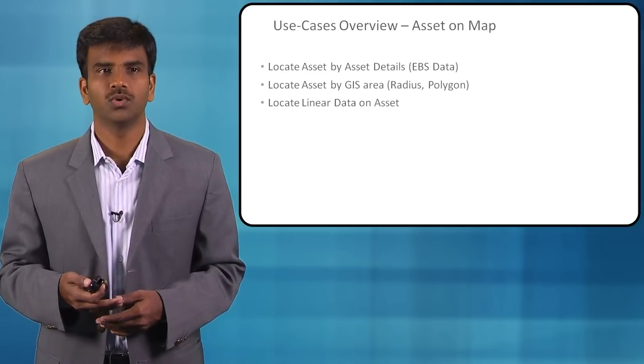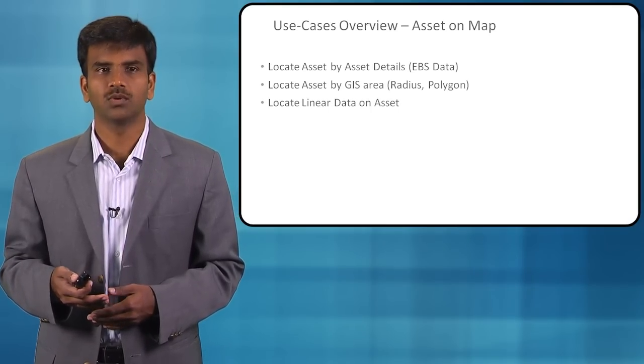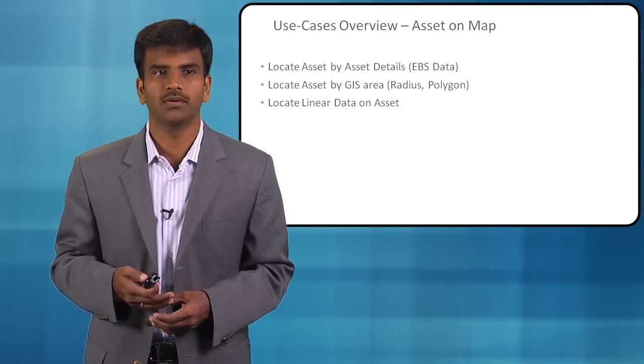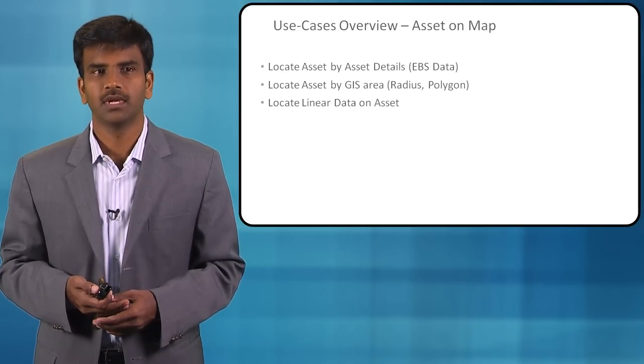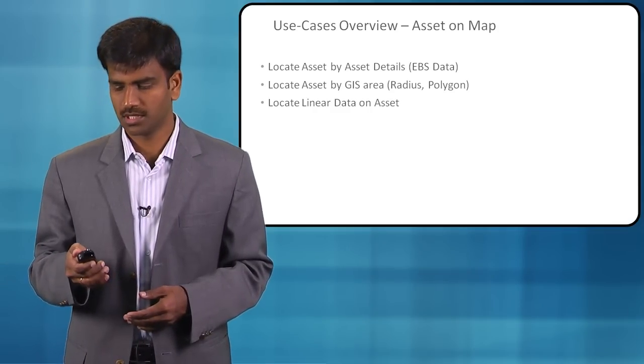And also we will be able to locate the asset by drawing a particular GIS area on the map. It could be a circle or it could be a polygon. And also we will be able to locate all the linear data on the assets on the map, like properties and elements and relationship. They can be visualized on the map.